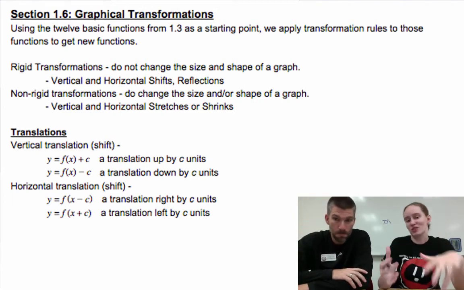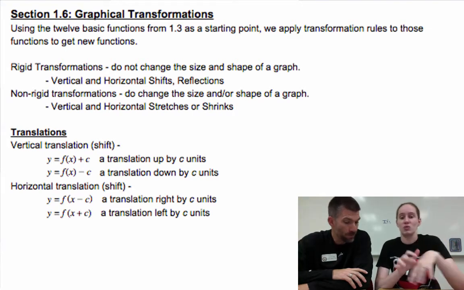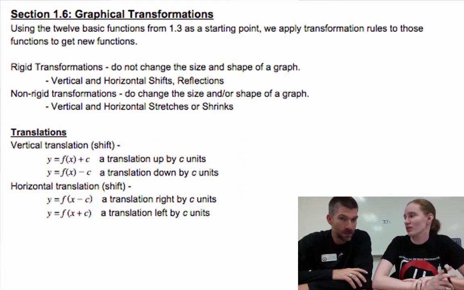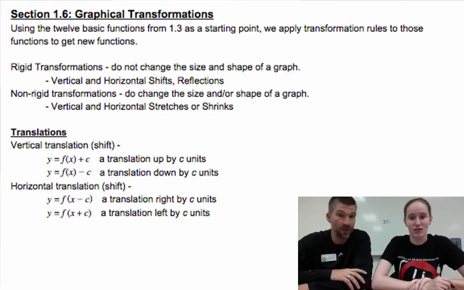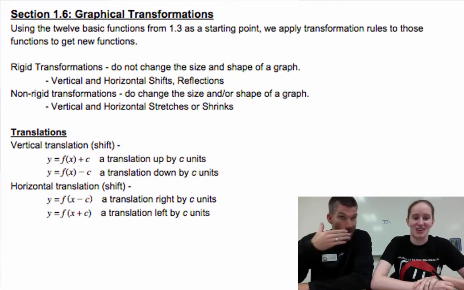If you know your 12 basic functions from 1.3 and you understand the way these transformation rules work, you can graph anything you want without ever having to pick up your calculator. Okay, so that means you agree. I totally 100% agree.